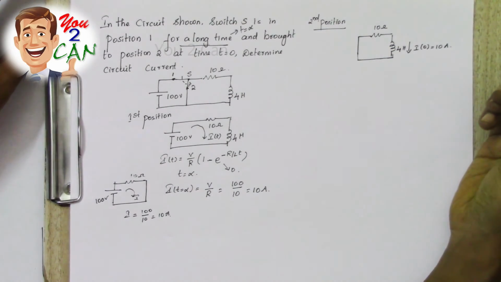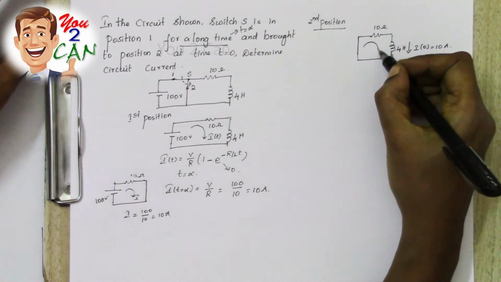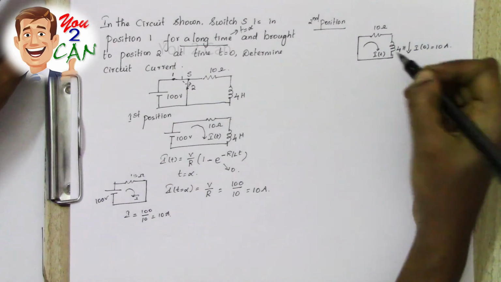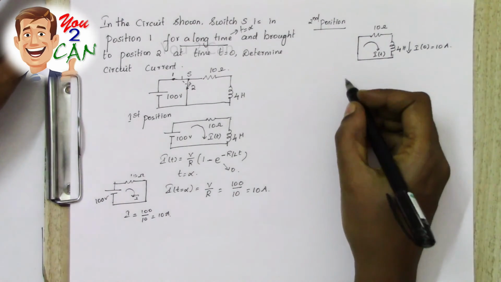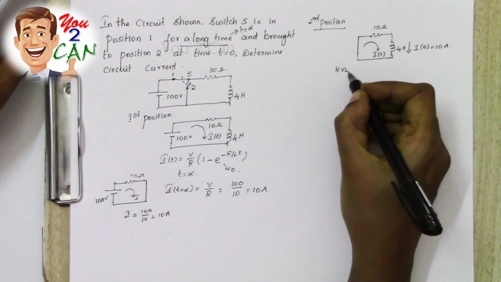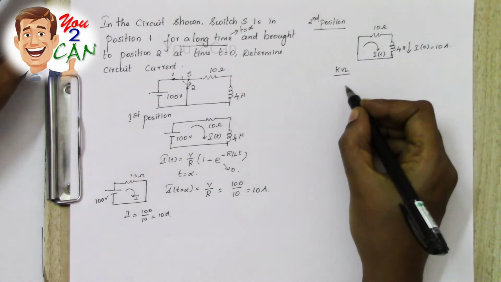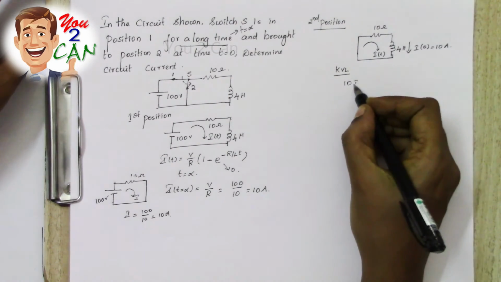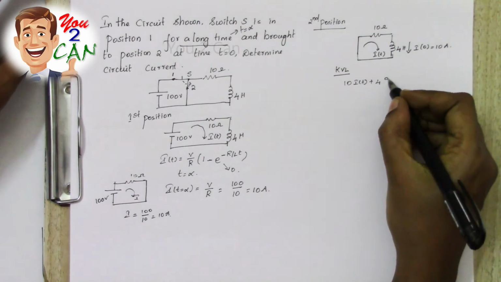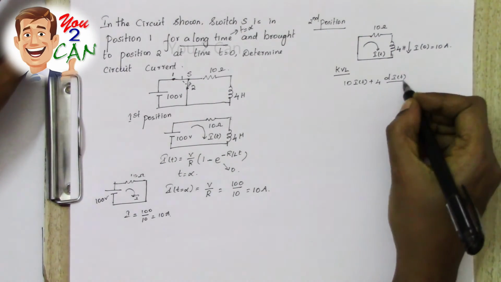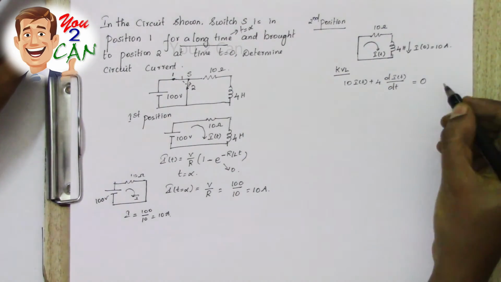Now let's find the current i of t. What is i of t? By applying KVL, what is the equation? 10 into i of t plus 4 into di of t by dt will be equal to, there is no voltage source, so it is 0.